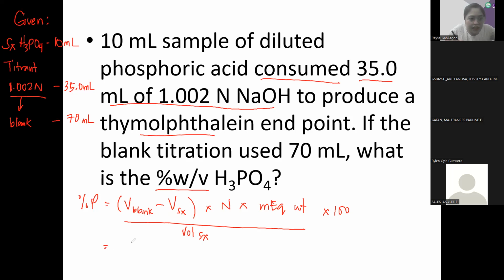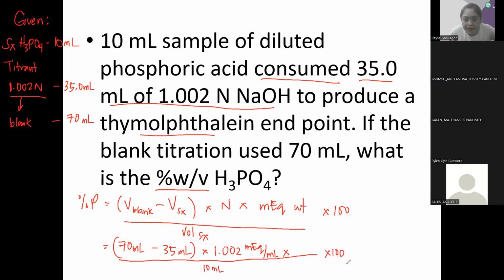So let's substitute the given. We have here for the blank, it used 70 ml of the titrant minus the 35 ml used for the direct titration, times the normality of the titrant, that's 1.002. That's normal, but normal is equivalent to MEQ per ml. So take note of that. Let me just use MEQ per ml so that we can easily cancel the units. And then for the milliequivalent weight, this is not given in the problem, so we have to compute for this first. And then over the volume of the sample used, which was 10 ml.